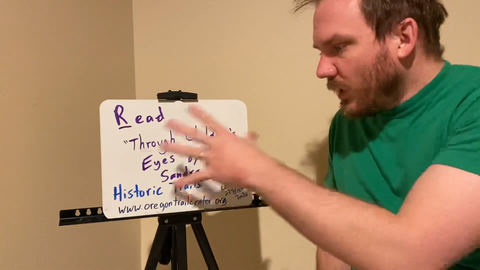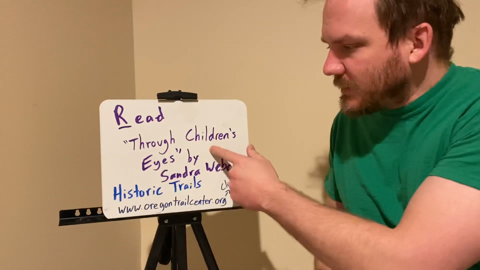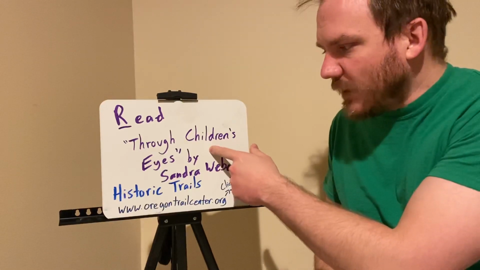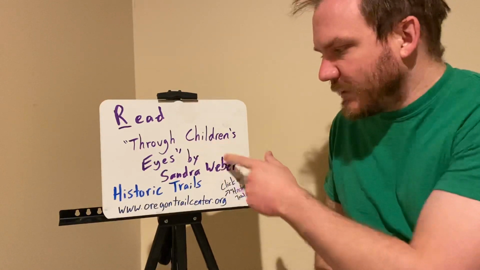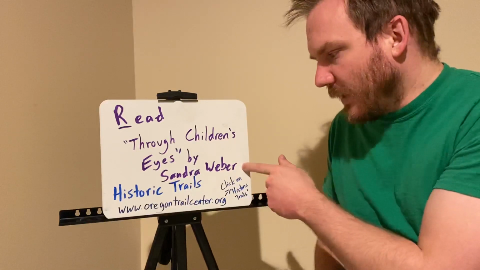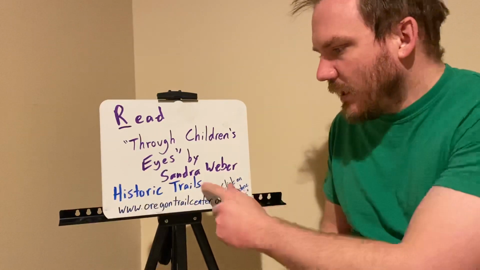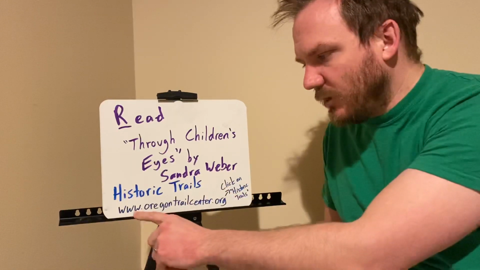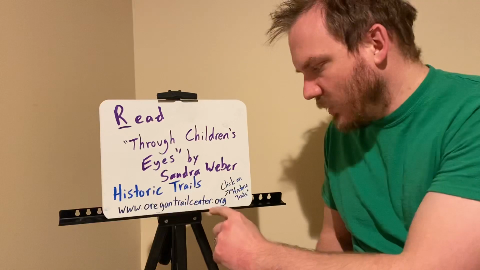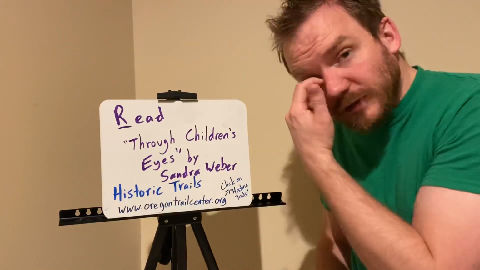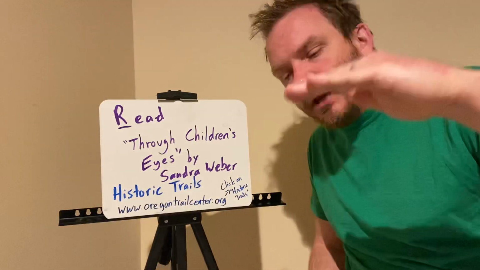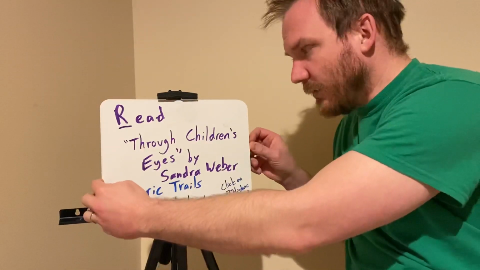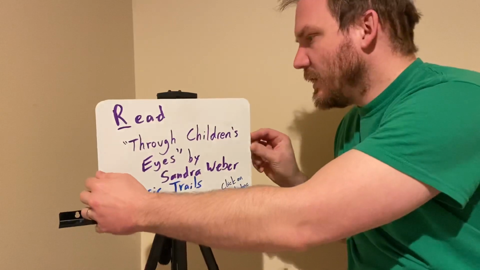For what I'm going to talk about here, what I read is a short informational text, about 6 pages, called Through Children's Eyes by Sandra Weber. I think you have to pay like $1; I couldn't find one online. Historic Trails is part of a website at www.oregontrailcenter.org. You click on the Historic Trails section, and there's a drop down, and you can click on the different sections to read through the whole thing. That's what I read through for this.